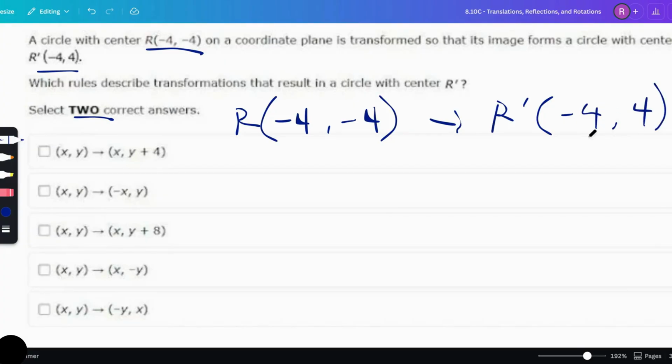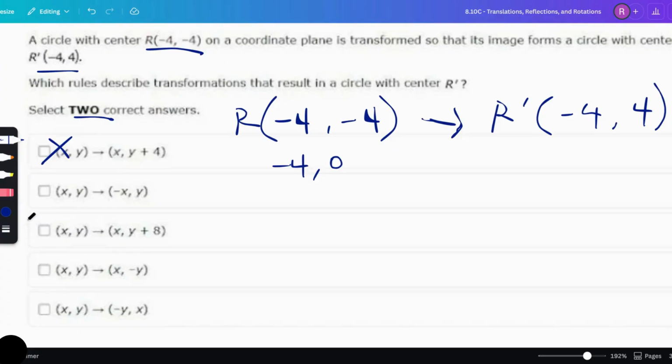So now we are to figure out the rule that applies to this. Is it a translation? Is it a reflection? Let's try the first one. This one says x comma y plus 4. So let's keep x. This will be -4 comma y plus 4. If we add 4 to -4, it becomes 0. So it does not give R prime. So it is not the first one.